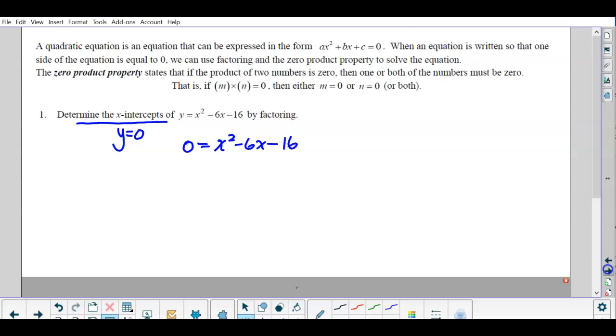So now you're solving that equation. Really, finding x-intercepts is an application of solving equations. So you put 0 in there. Factor it if you can. Probably you can, since we're in a factoring lesson. That's the point of this lesson. So what are two numbers that multiply to negative 16 and add to negative 6? That's what you're asking yourself.